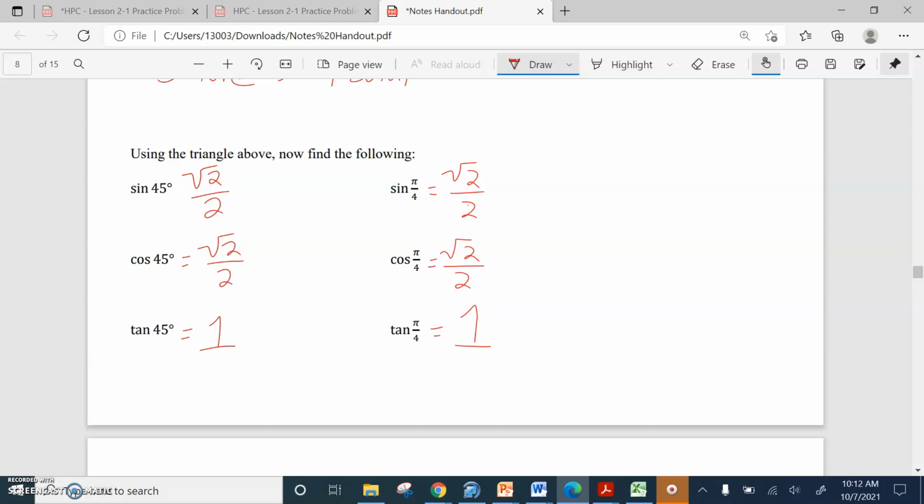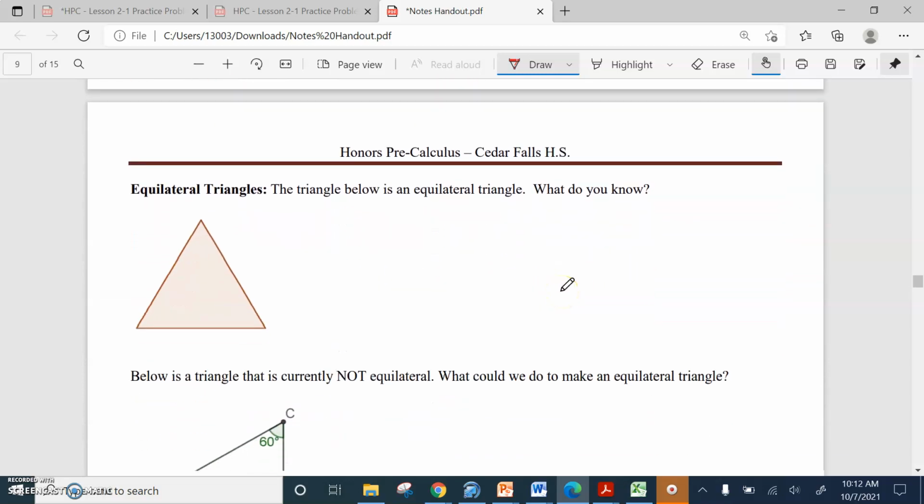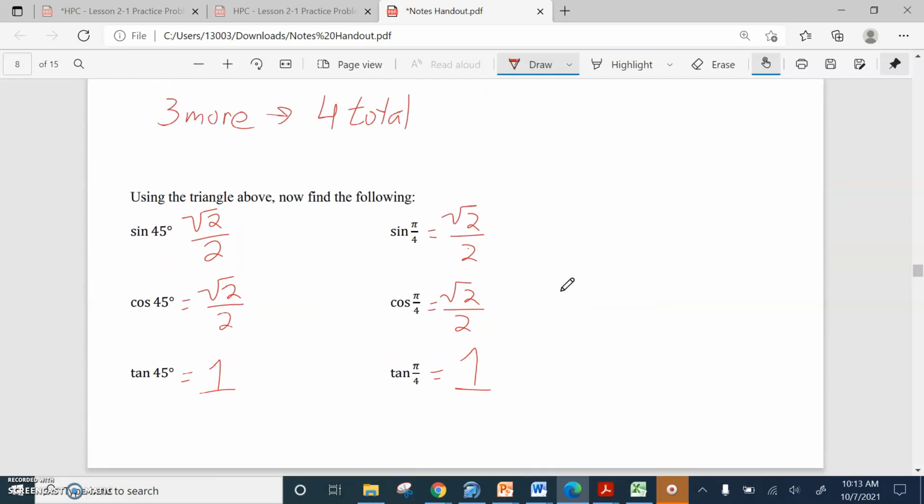Or tangent of pi over 4. There you go. That's our next set of notes. I'm going to keep rolling another video for equilateral triangles and a few other things, but I'll stop here for now.